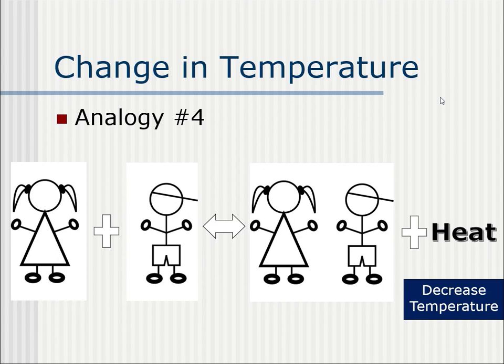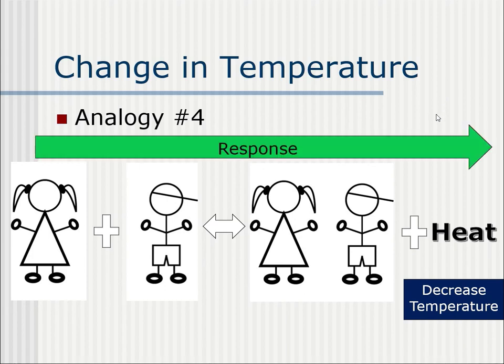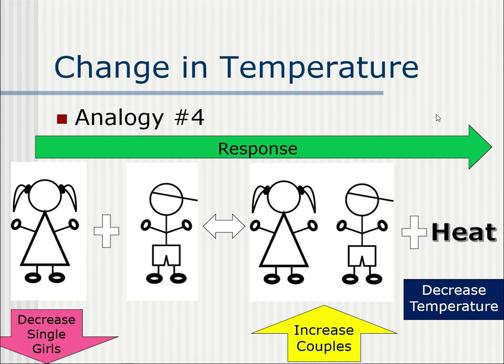If you're willing to say, you know what, let's go to Miss Lawless and tell her that we're together. I'll be your boyfriend, you be my girlfriend, and we'll get Miss Lawless to turn the temperature up 2 degrees. So the system is going to respond by making more couples and fewer single boys and single girls. The K value increases and we adjust the position of equilibrium because we've stressed it out.